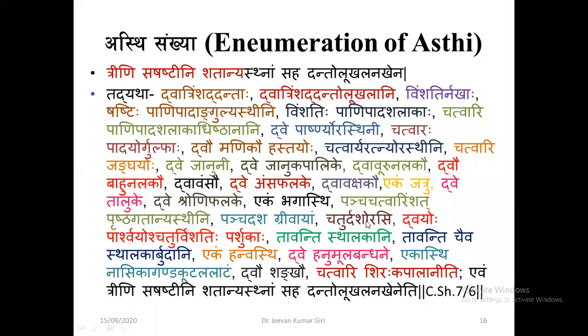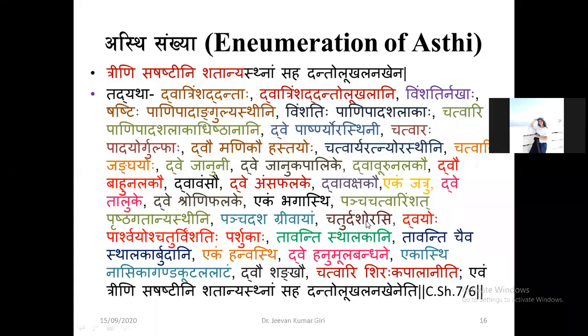Are you getting? Are you there? Yes, sir. In Uras, okay, Urasi. Just below sa, just put a kutaka below sa, Urasi. Okay? So Chaturdasha, that is 14. Panchadasa Grivaya, Chaturdasho Urasi. Then Dvavayo Parshayor Chaturvimshati. Now see here, in the two Parsho, there are 24.